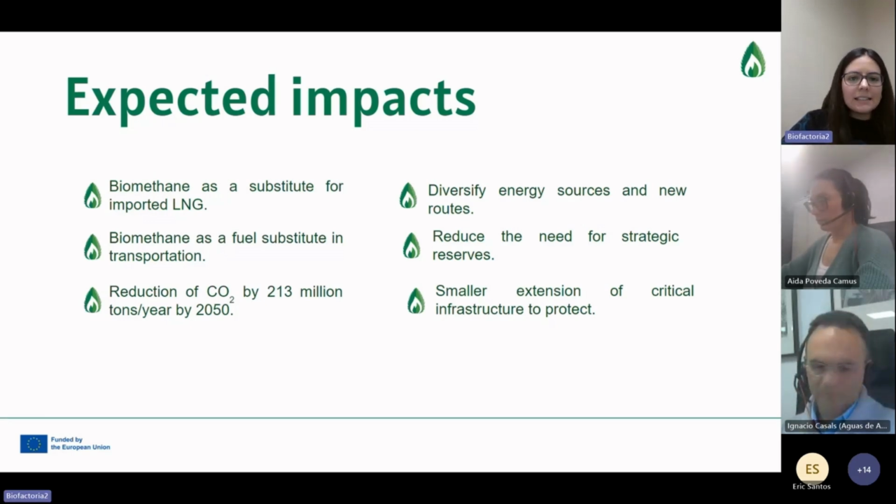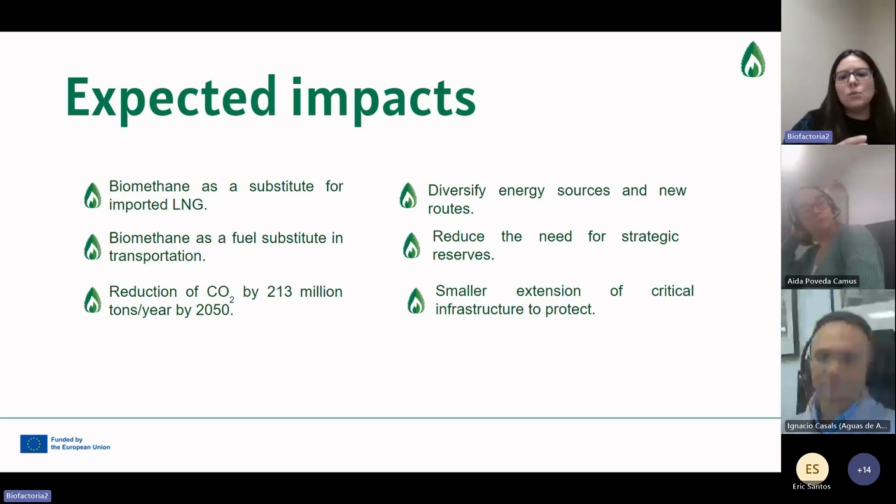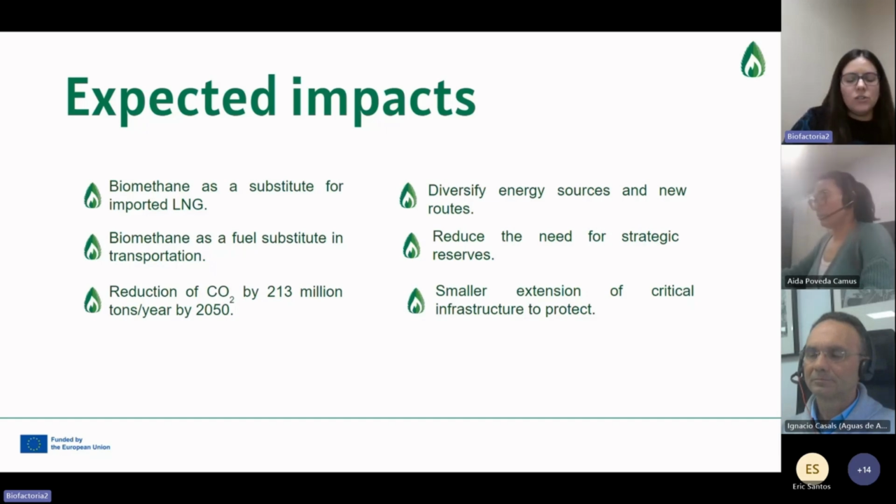And finally is the reduced extension of critical infrastructure to protect, because by promoting local circular projects with short distances between the gas production and the consumption, we reduce the surveillance of kilometers of pipelines in the infrastructure.